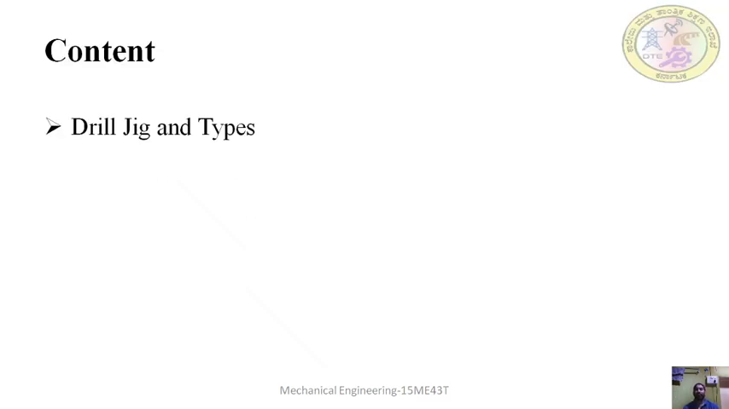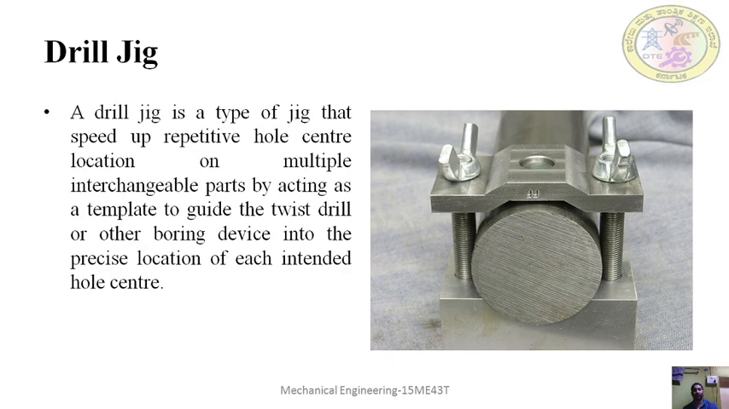So today we are discussing all about drill jigs and their types. In the last class we discussed jigs and fixtures. A jig is a device used to hold, locate, and also guide one or more tools while holding the workpiece, whereas a fixture is just used for holding the workpiece. It will not guide the tool. So in today's session we are discussing different types of drill jig.